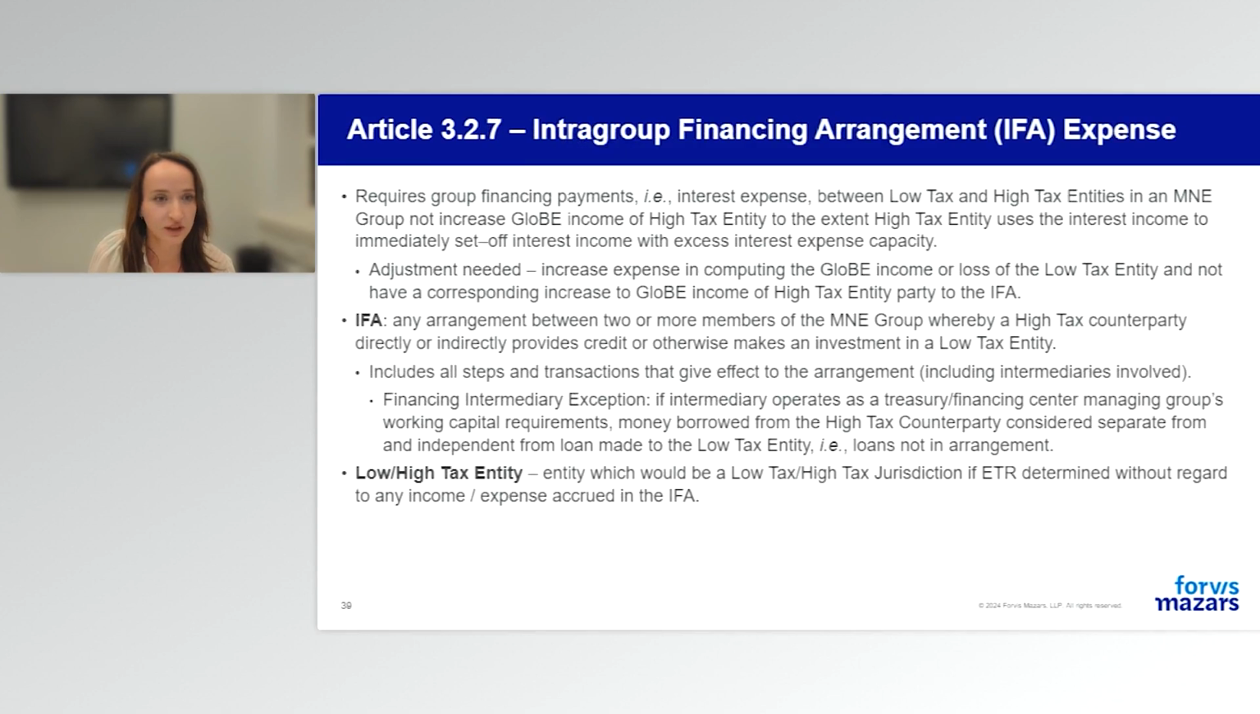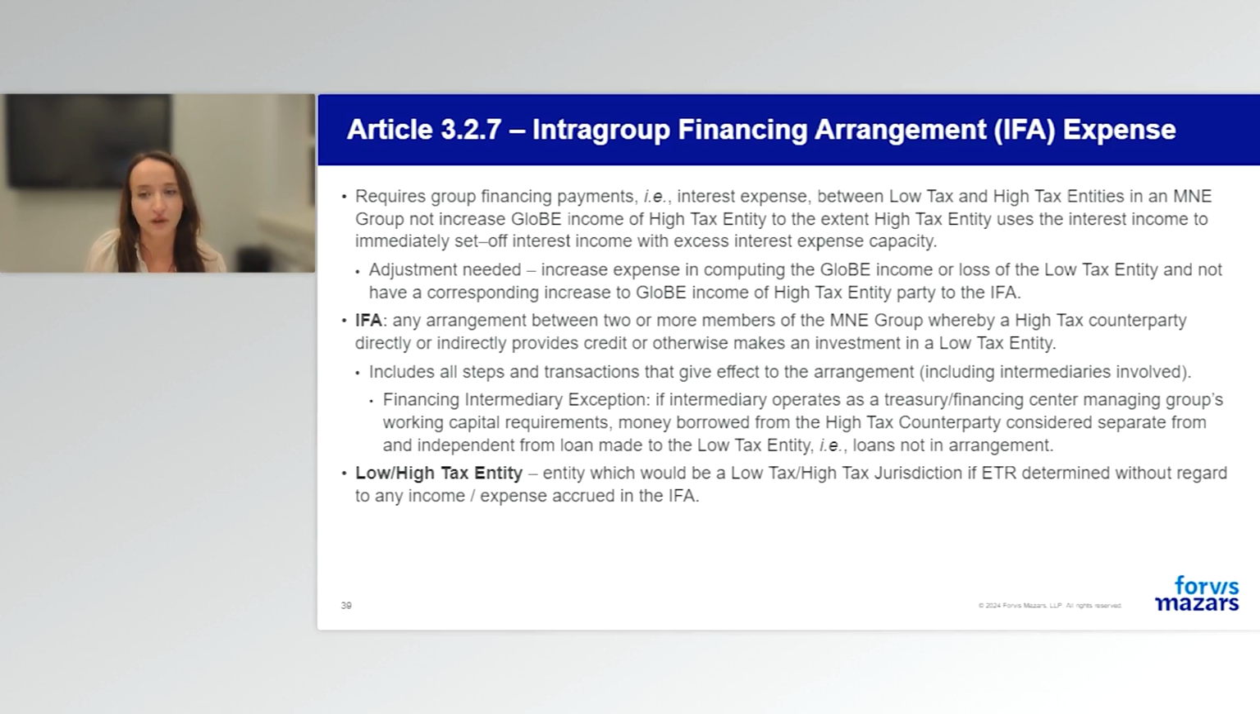Yeah, then let's move ahead with the next adjustment, which is the intergroup financing arrangement expense. And this adjustment aims to prevent tax manipulation through intergroup financing arrangements. And these arrangements are where low tax entities reduce their GloBE income without increasing the taxable income of a high tax entity. And an entity is basically considered a low tax entity when it is located in a jurisdiction with a GloBE ETR below the minimum rate of 15%.